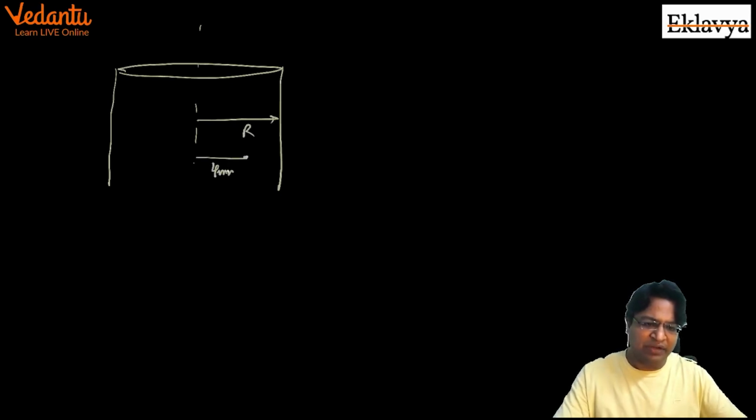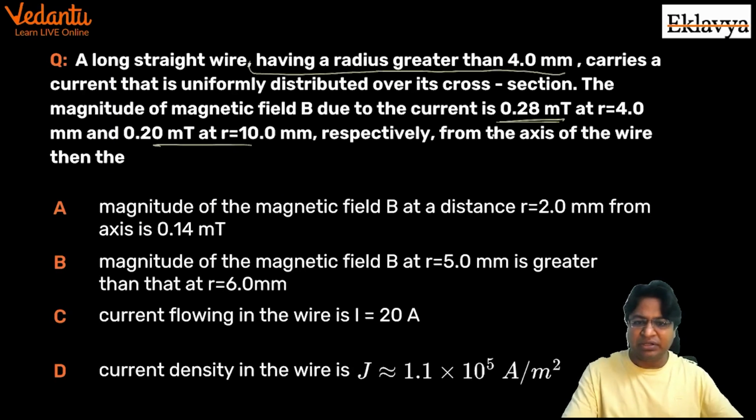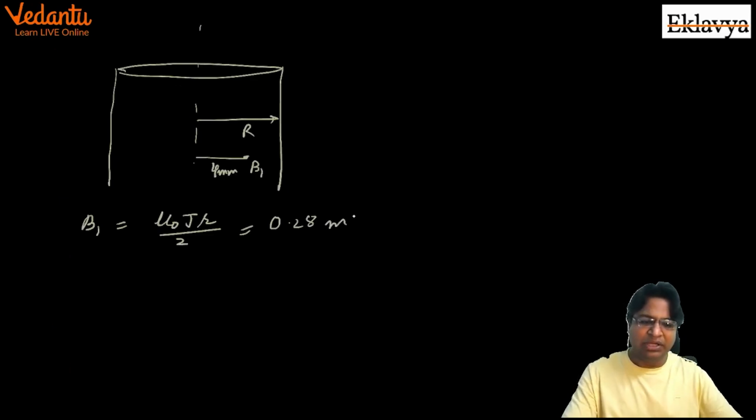Let's say this is the wire. We don't know the radius, how much it is, but 4 millimeter is definitely inside the wire. So the magnetic field here, let's say it is B1. Inside the wire, the magnetic field is written as mu naught J R by 2. Here R would be equal to 4 millimeter, and this value is 0.28 milli Tesla.